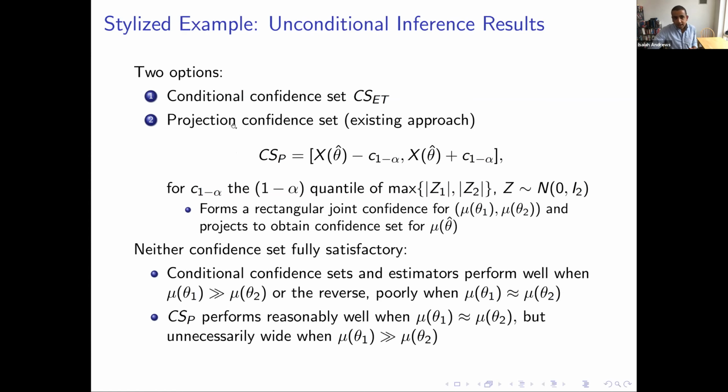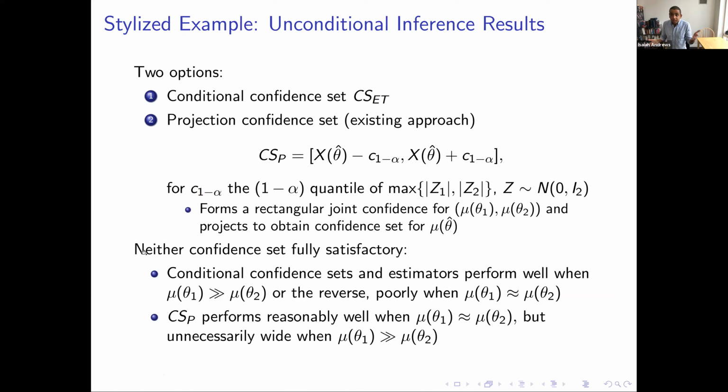And one option we could take is what we'll call the projection confidence set, which is an approach with many analogs in the existing literature. For this approach, we'll just take our standard estimator, add and subtract a critical value, where this critical value will be the 1 minus alpha quantile of the max of the absolute value of a two-dimensional normal distribution. Intuitively, one way to think about what this confidence set is doing is it's forming a rectangular joint confidence set for mu theta 1 and mu theta 2, a simultaneous confidence set, and then projecting that on the dimension corresponding to the treatment of interest theta hat to construct a confidence interval for mu theta hat.